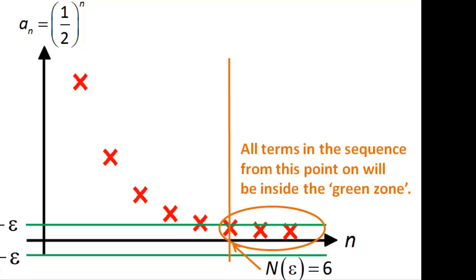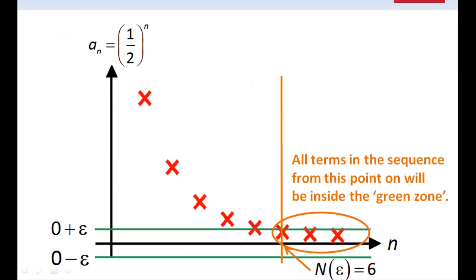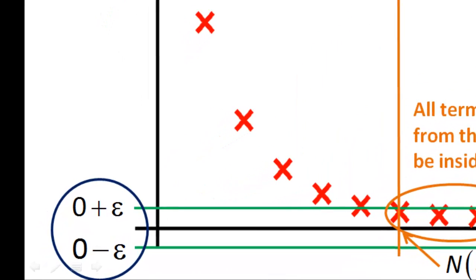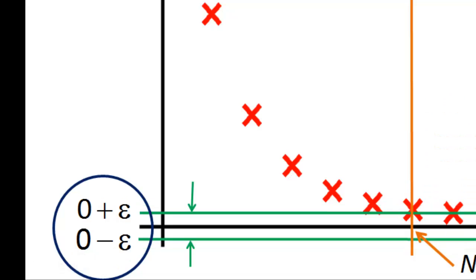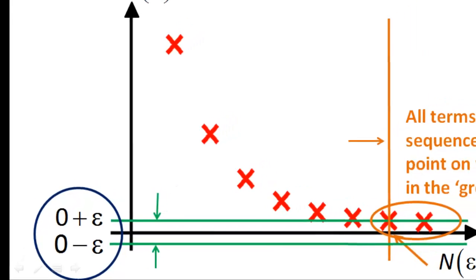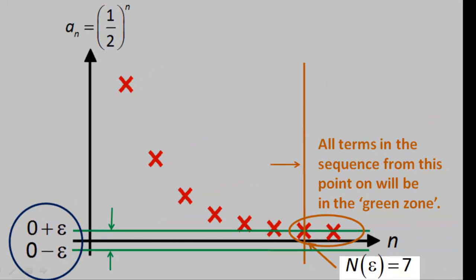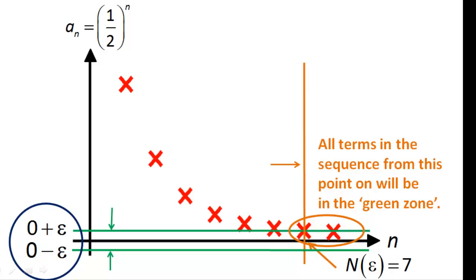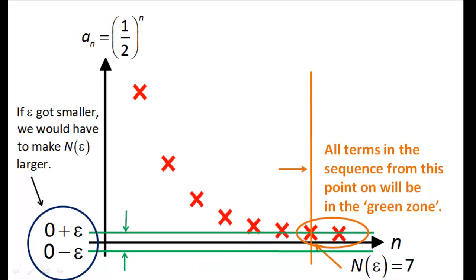So in our diagram, with the value of epsilon we've chosen, it turns out that all of the terms from the 6th term onwards will be between these two green lines. Now remember that we have to be able to show this is true for any value of epsilon, no matter how small. So if you imagine what happens if epsilon gets smaller, that's going to mean that the two green lines are going to get pushed closer together. And that's going to mean that we're going to need a larger value of n of epsilon to find a point where all of the remaining terms are within the green lines. So the general rule is, the smaller epsilon gets, the larger n of epsilon needs to be.